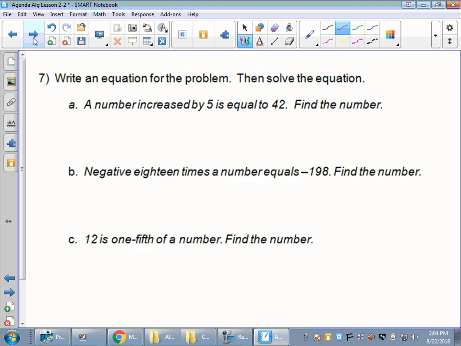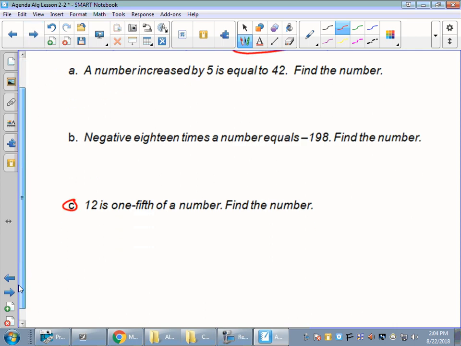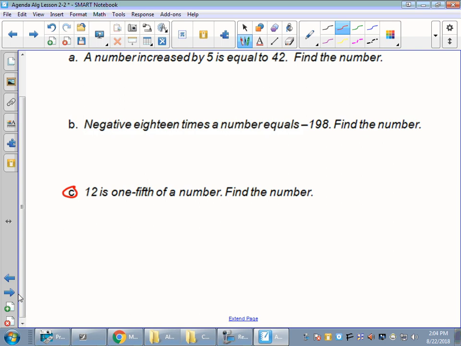Okay, so we've done these before, and we've already done this a few times, write an equation for the problem, but now we're actually going to solve it. So let's go down to letter C. I want to do this one. Okay, 12 is 1/5 of the number. Find that number. So we've all done this where 12 equals 1/5 of a number, which we can call x, and then we want to find the number.